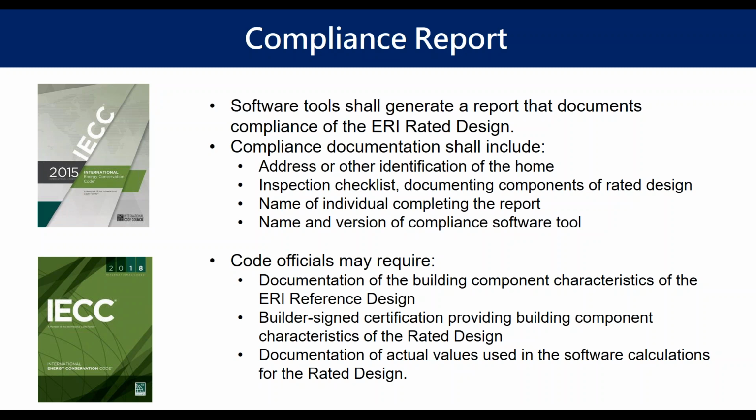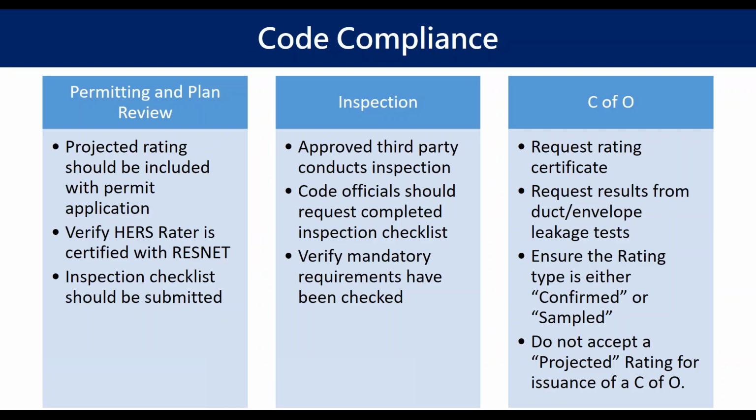So the code allows, some things are mandatory in this, that what software tools are required to do. And there's another section that allows code officials the option of requiring certain things. So when it comes to code compliance, broken down in three sections: permitting and plan review, the inspection process, and then the certificate of occupancy.